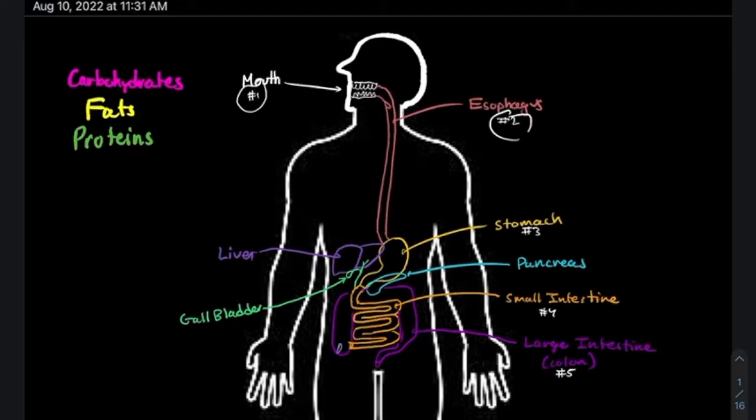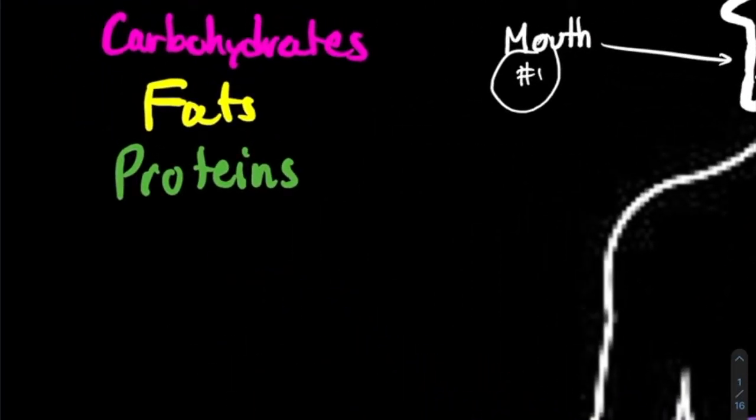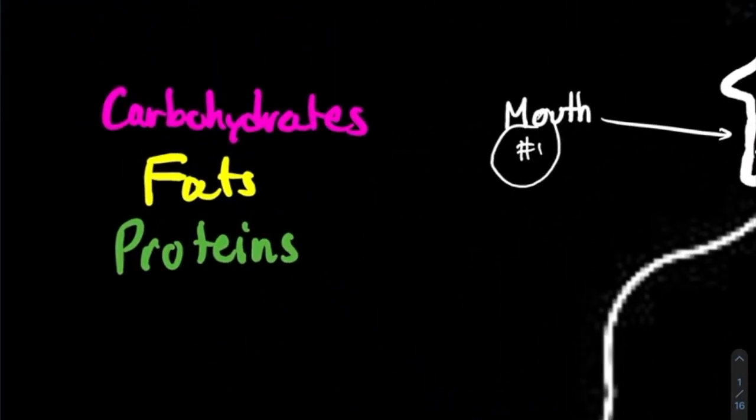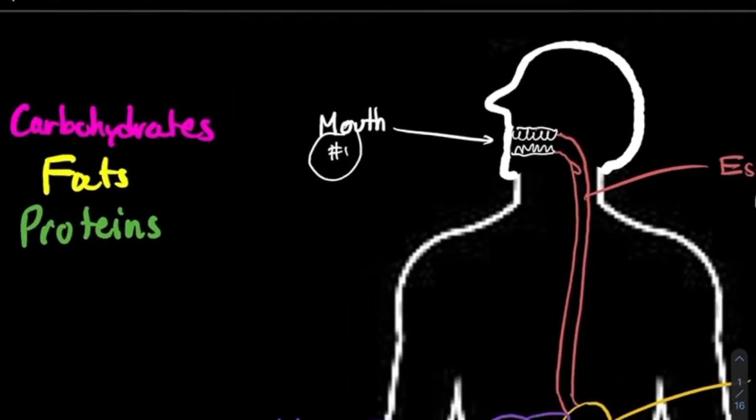But a little bit of notation before we start. I like labeling my carbohydrates as pink, my fats as yellow, and the proteins as green. And you'll see that as we go through this presentation, it'll make it a little bit easier for you to follow. But first of all, we're going to go ahead and do an overview.